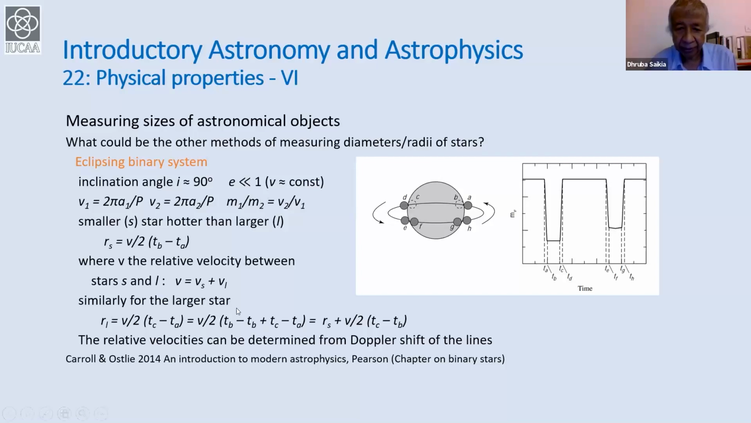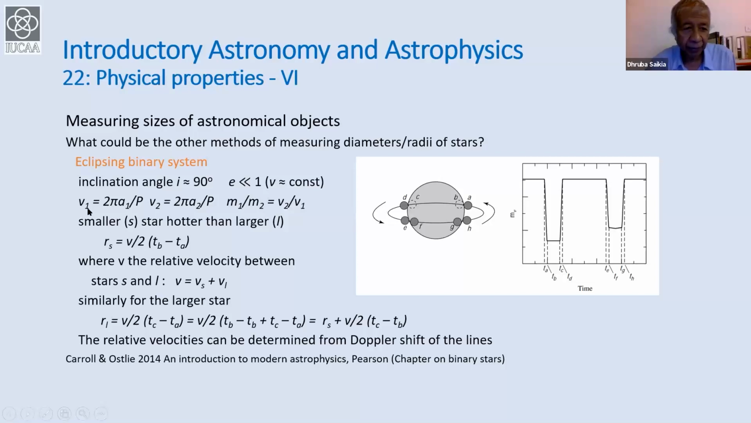Actually, I'm seeing this edgeways as the smaller star. The smaller star, by the way, over here is actually the hottest star. I've taken this discussion from Carroll and Ostlie, so you can follow this in more detail. It's in the chapter on binary stars in that book. Now, the smaller star is orbiting around the larger star, and the smaller star is the one which has a high temperature and is more luminous.